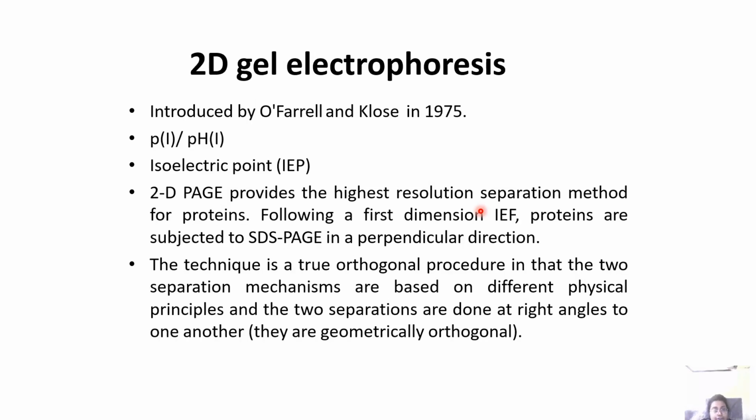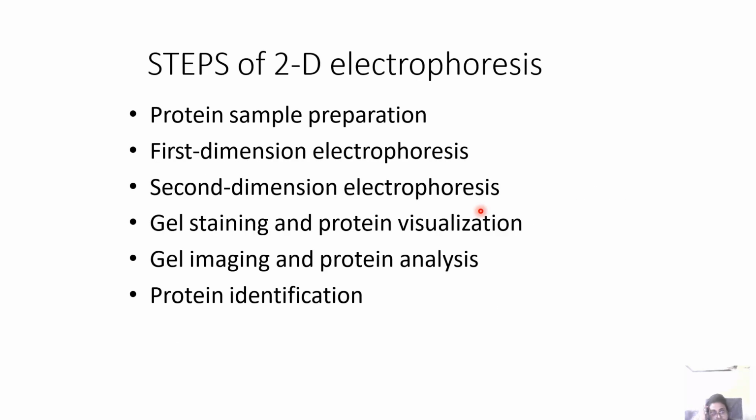It was basically introduced by O'Farrell and Klose in 1975. Isoelectric point 2D PAGE provides the highest resolution separation method for proteins. Following first-dimension IEF, the proteins are subjected to SDS-PAGE in a perpendicular direction, and the technique is a true orthogonal procedure in that the two separation mechanisms are based on different physical principles and the two separations are done at right angles to one another, geometrically orthogonal.